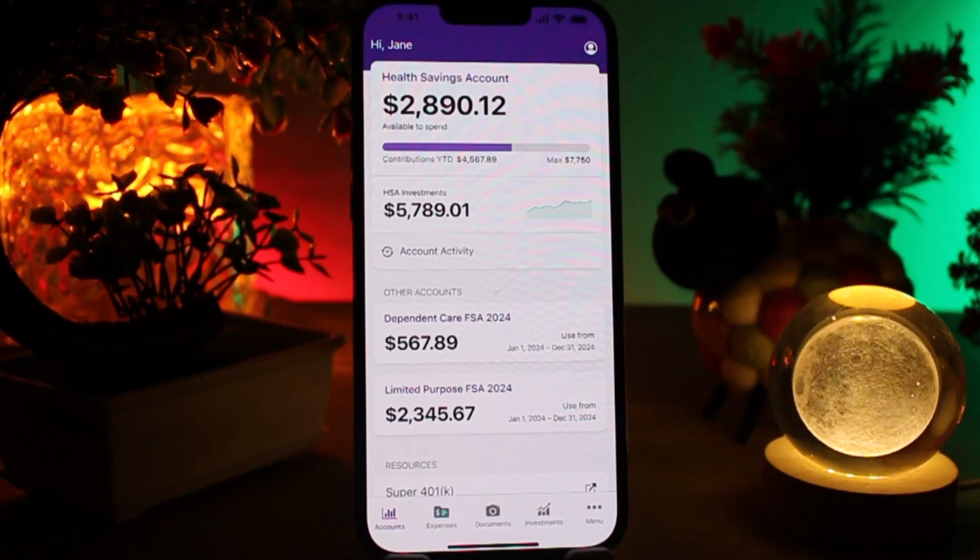Sometimes the app just needs a refresh. Log out of HealthEquity, close the app, then log back in. You can also try checking from a web browser.